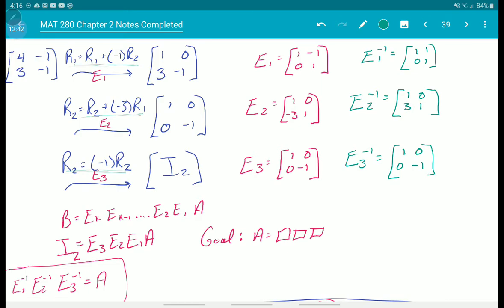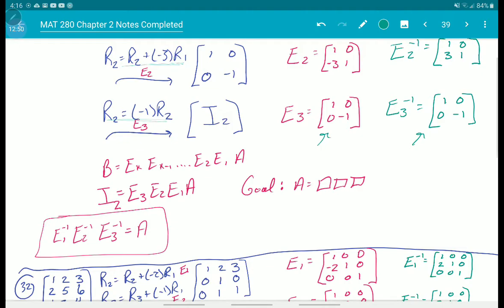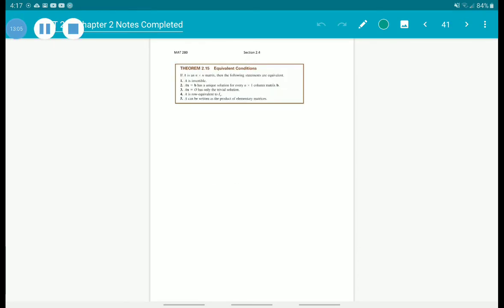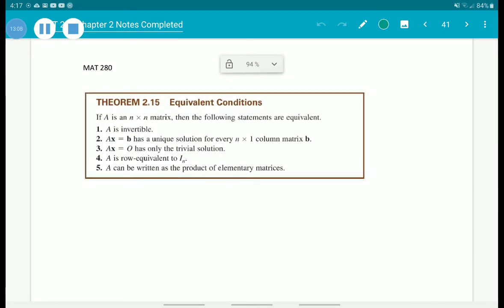And now that we've defined what the elementary matrices look like and what the inverse matrices look like, it would be perfectly fine to leave your answer this way, especially if this were a test, quiz, or final exam question. So we're building this set of equivalent conditions. If we look at theorem 2.15, if A is an n by n matrix, that means it has to be a square matrix, then the following statements are equivalent.